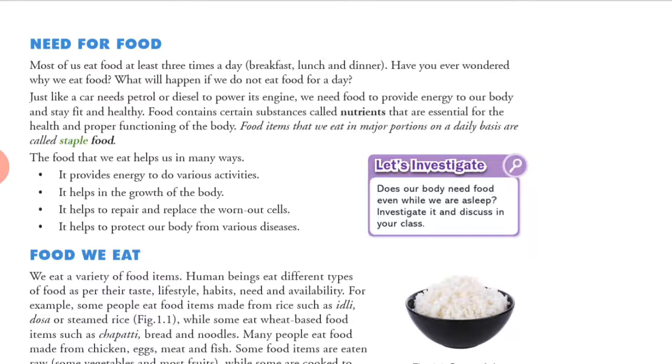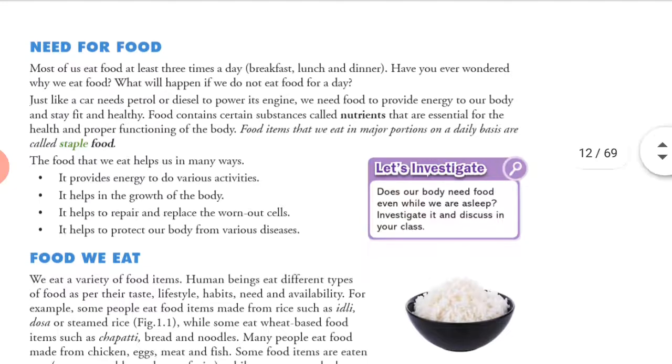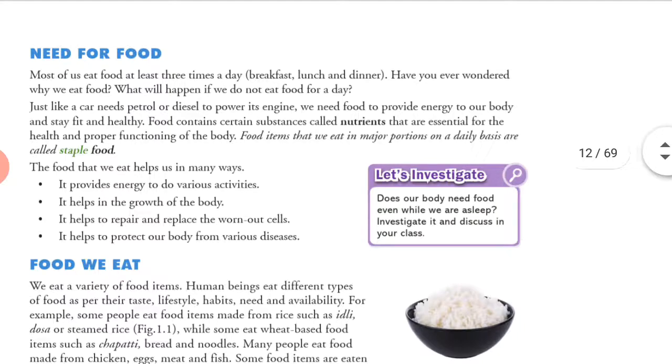Just like a vehicle, like a car, needs petrol or diesel to power its engine, we need food to provide energy to our body and stay fit and healthy. Got it? Food contains certain substances called nutrients that are essential for the health and proper functioning of the body. Food items that we eat in major portions on a daily basis are called staple food.